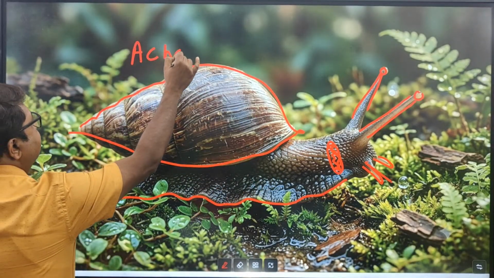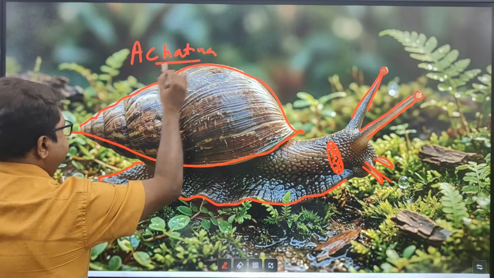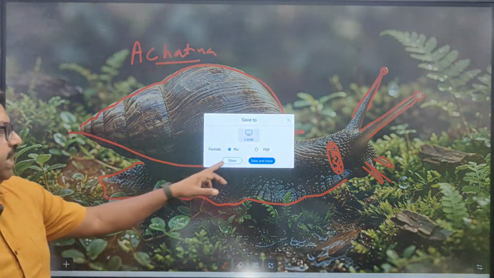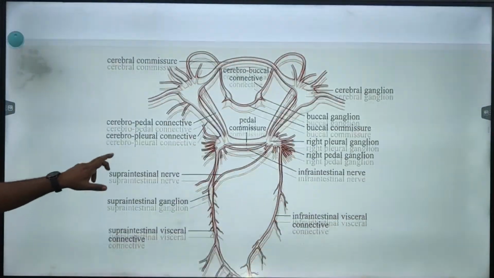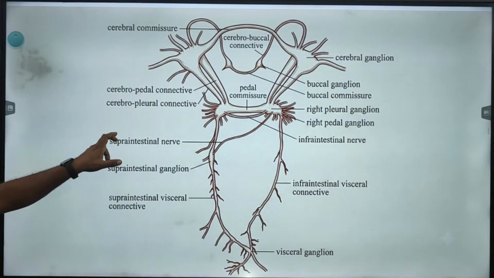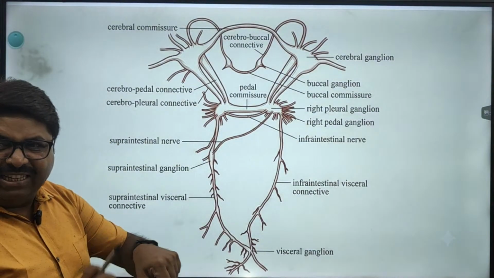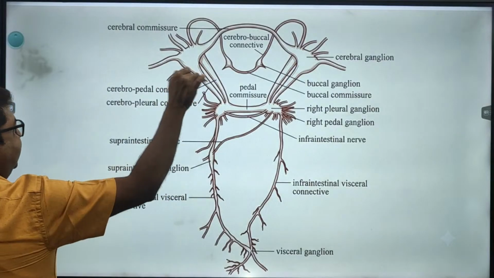This is achatina. Is the mucus harmful to us? No, it's going to create some allergy, you're going to have some itching over there.